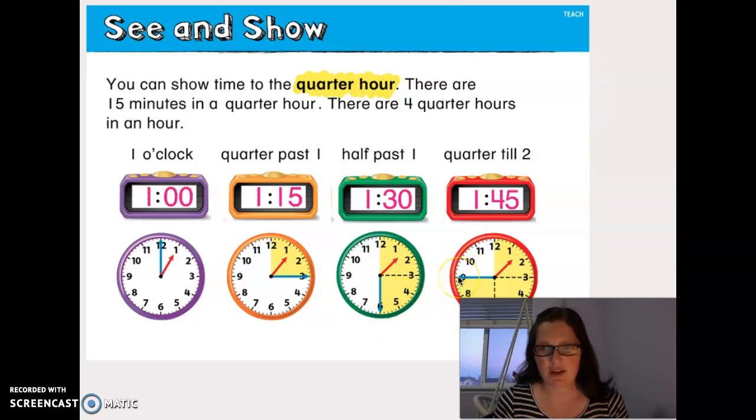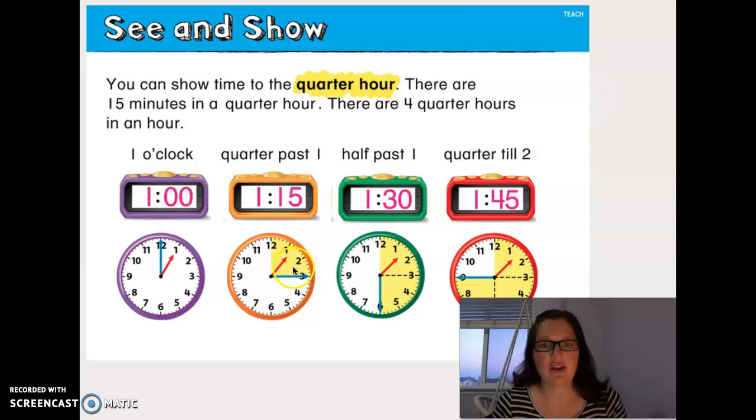Now each of these has a different name as well. Obviously 1 o'clock is the hour. And then this one is quarter past the hour because it has gone past 1 o'clock in this case by 15 minutes or 1 quarter. So quarter past means it's after the hour. That's the 3 because it's the first 15 minutes after the hour.